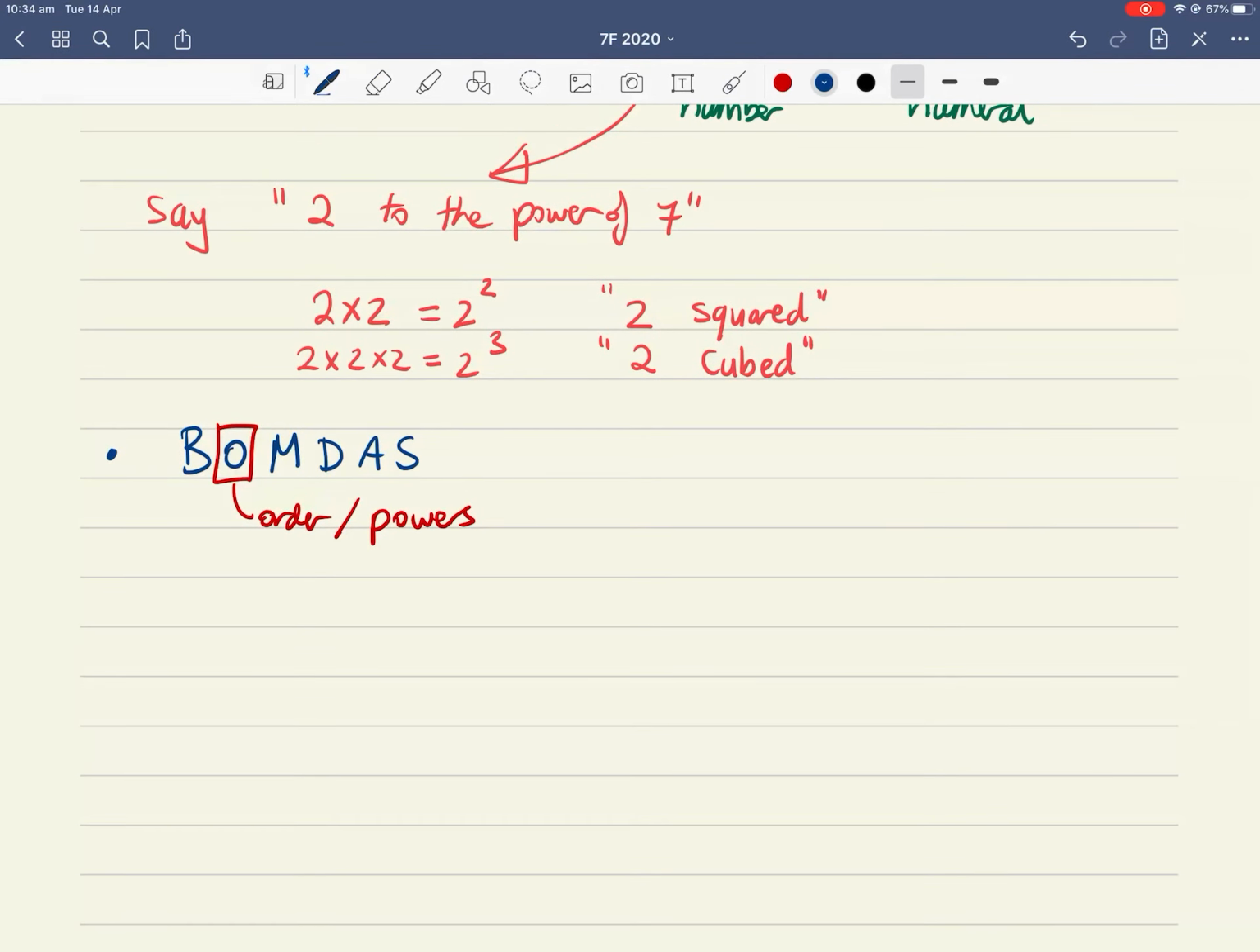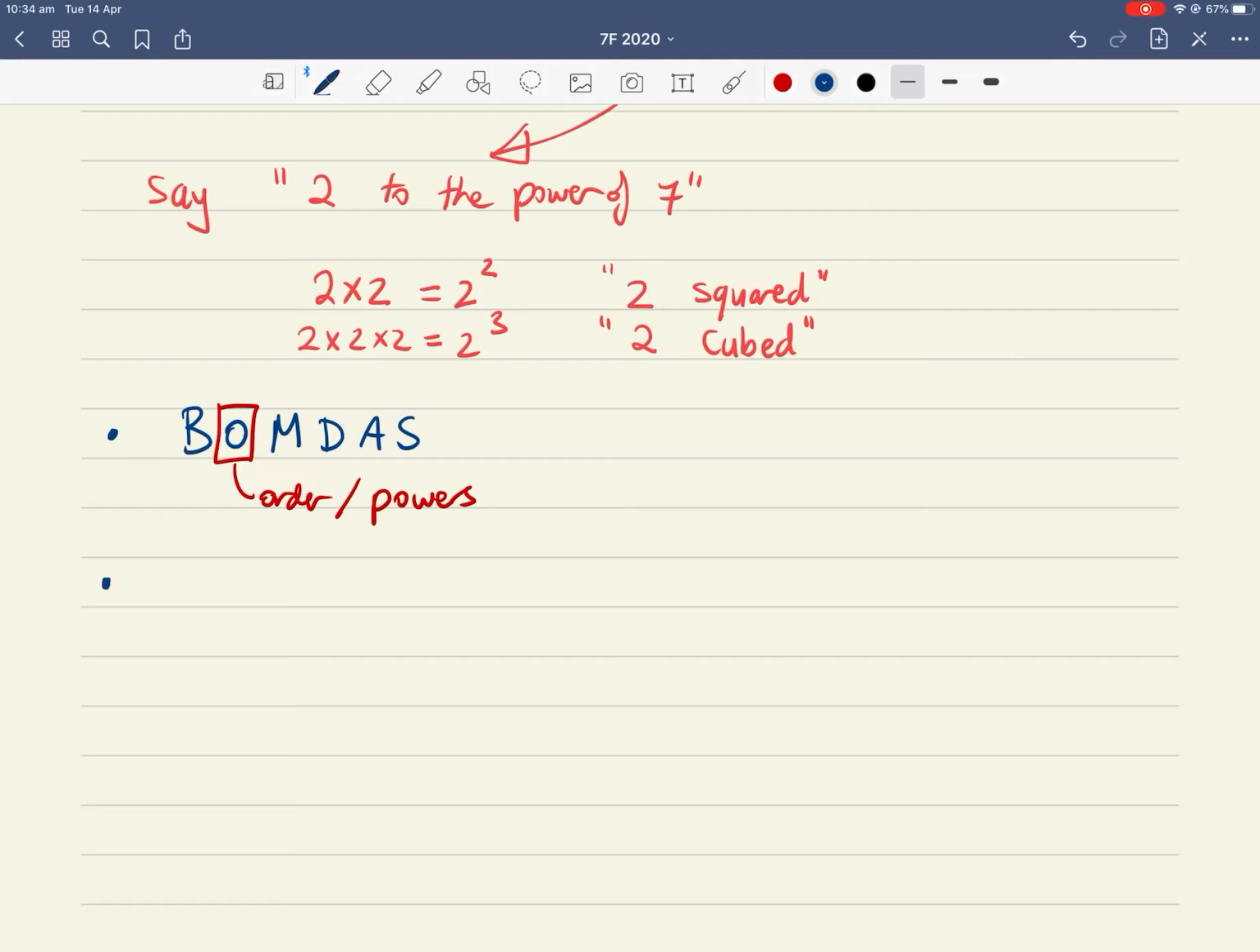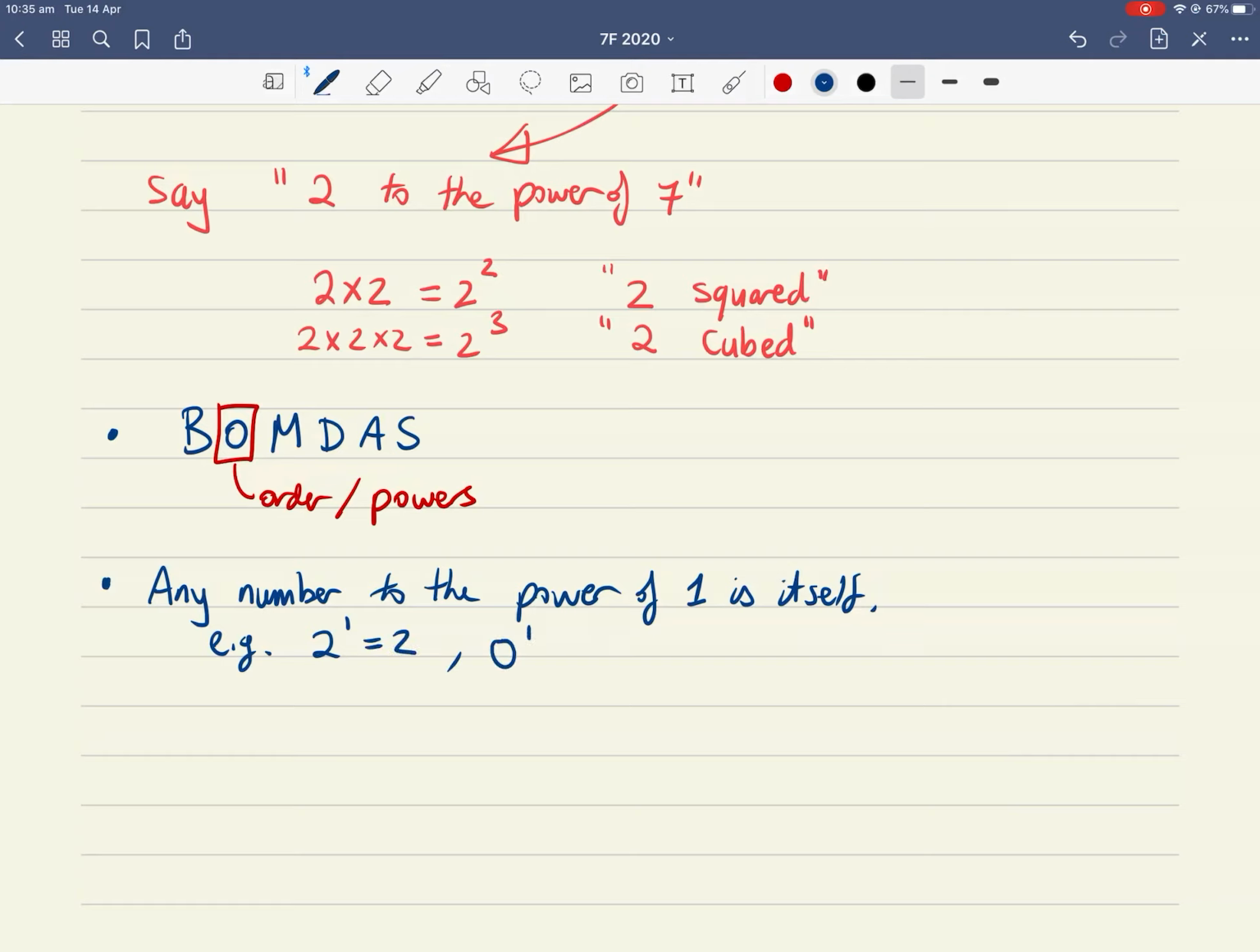Here are some other fun facts. Any number to the power of 1 is itself. So for example, 2 to the power of 1, you just get 2. That's it. 0 to the power of 1 is just 0, because you just have 0 times nothing else.